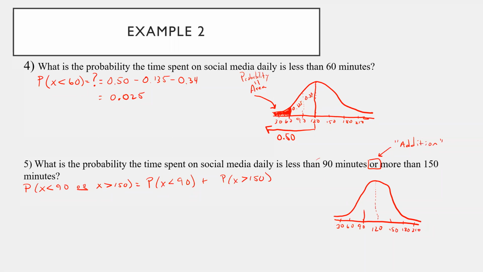All right, so I'm going to go to 90. If I want to be less than 90, I'm going to shade to the left. And then I want to be greater than 150, so I'm going to go to 150 and shade to the right. All right, so let's start by finding less than 90.